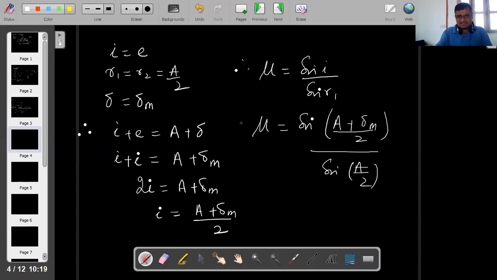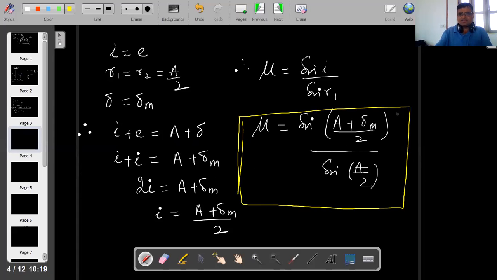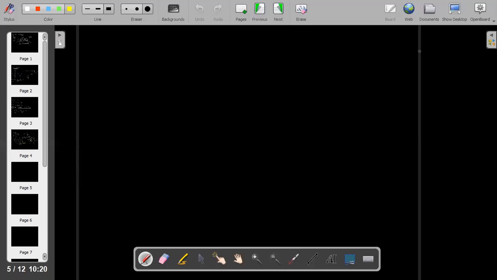refractive index and minimum deviation. Very, very important. This is the relation that 5 marks questions will look out for. Deviation for small angle of incidence. Write down: deviation for small angle of incidence.